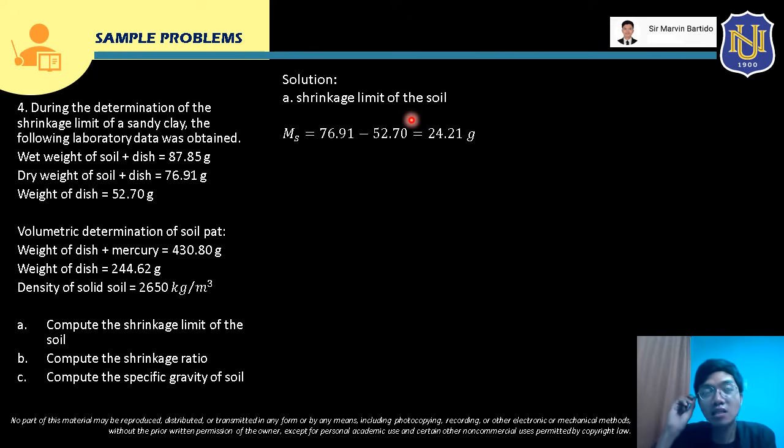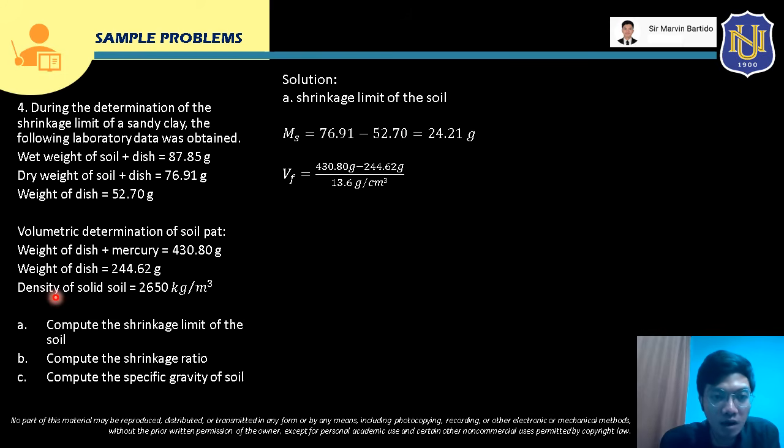So, kailangan din natin dito, class, yung final volume or yung volume ng dry soil natin. So, pwede natin makuha yung volume ng dry soil by determining the volume of the mercury displaced by the dry soil. Dito, pwede natin kunin yung mass ng mercury and then gagamitin natin yun sa pag-solve ng volume. Di ba yung volume ng mercury, equal siya sa mass ng mercury over the density ng mercury.